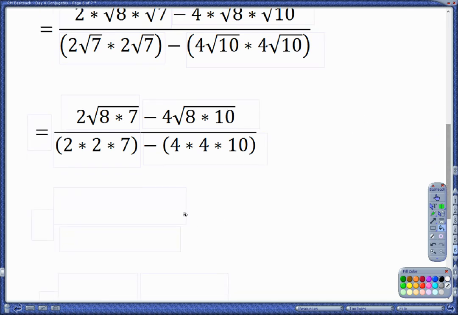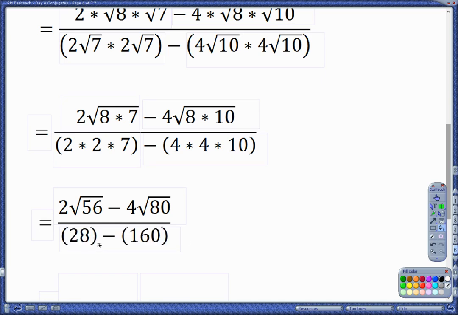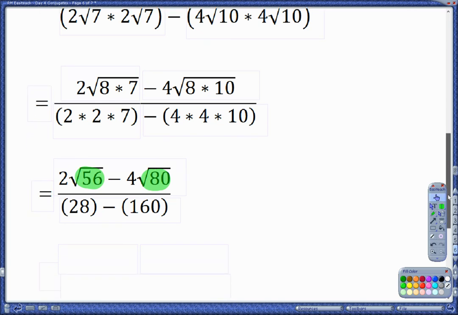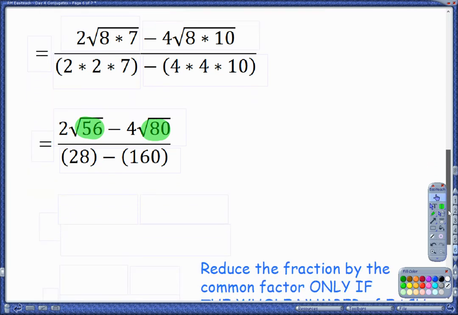So now we have 2 radical 56 minus 4 radical 80. And in the denominator, we have 28 minus 160. Now, radical 56 and radical 80 can themselves be simplified further. And this is something we did in the first day. You need to know how to simplify those radicals.